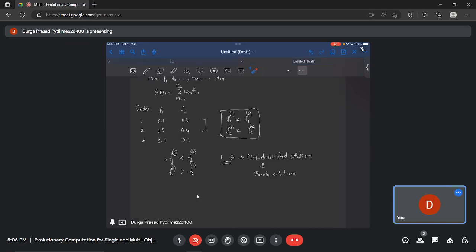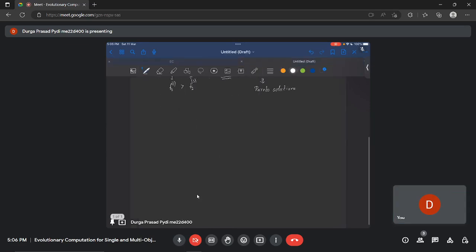So if this is your objective space of, say, bi-objective, essentially two objective functions f2 and f1, and you want to minimize both the objective functions, and your Pareto front looks something like this.